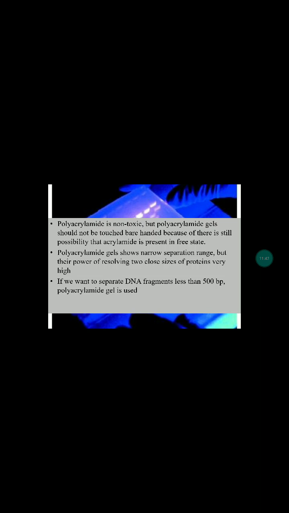Polyacrylamide gel shows a narrow separation range, but its power of resolving two close sizes of proteins is very high. If we want to separate DNA fragments of less than 500 base pairs, polyacrylamide gel is used. The polymerization reaction starts with the formation of free radicals by ammonium persulfate, APS, which acts as an initiator, and N,N,N',N'-tetramethylethylenediamine, TEMED, which acts as a catalyst.